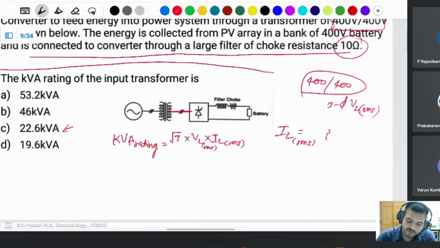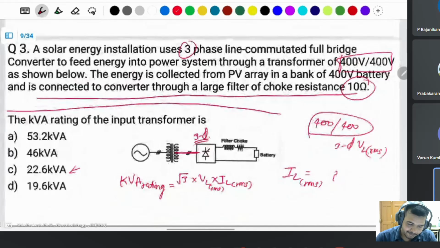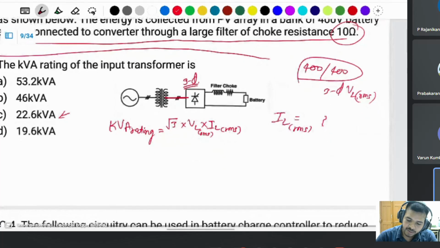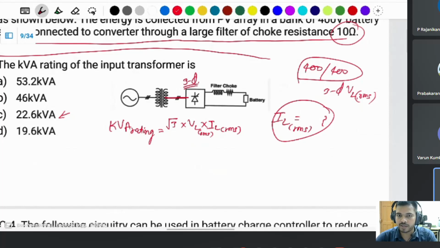This is a three phase bridge converter. Then how do we calculate the RMS line current? A three phase inverter will operate for 120 degrees and be off for the same amount. After another 120 degrees, another phase is operated. Then you need only a line current.